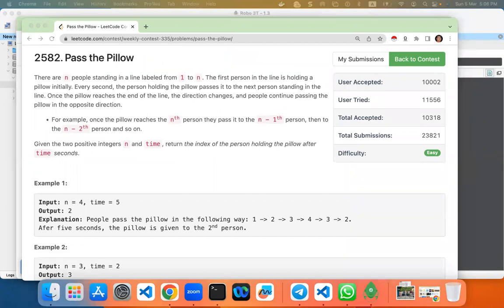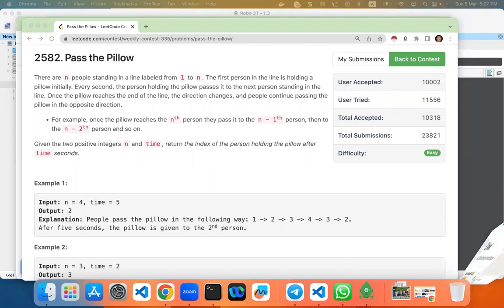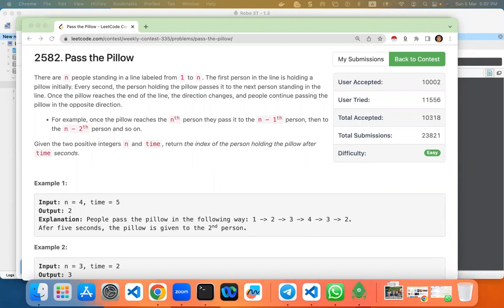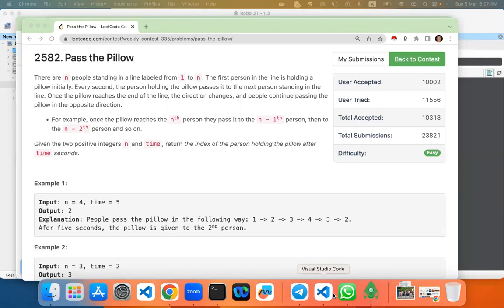When I'm going left to right, direction is 1. When I'm coming from right to left, direction is 0. So if the value is 1, meaning I'm going left to right, I keep incrementing. And if k is equal to n, that particular digit is equal to n, then I change the direction again and keep on decrementing.